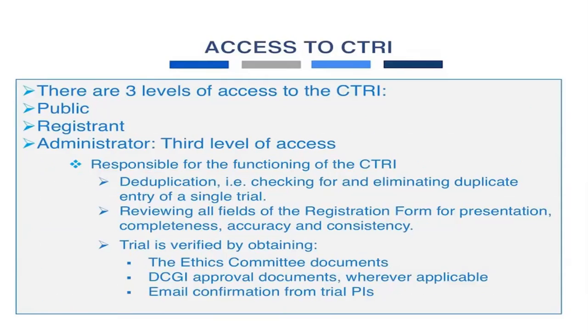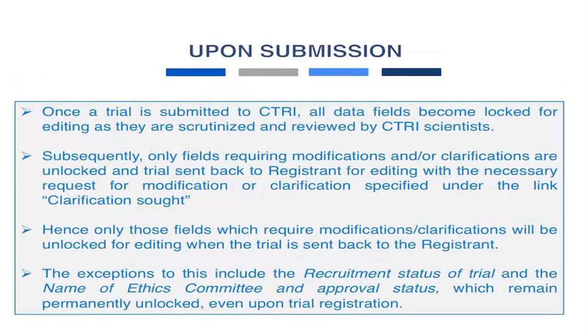They will review all fields of the registration form for presentation, completeness, accuracy, and consistency. The trial is verified by obtaining the ethics committee documents, the DCGI approval documents wherever applicable, and the email confirmation from the trial principal investigator. Once they find all this information, only then is it verified and approved. Upon submission, once a trial is submitted to the CTRI, all data fields become locked for editing as they are scrutinized and reviewed by the CTRI scientist.